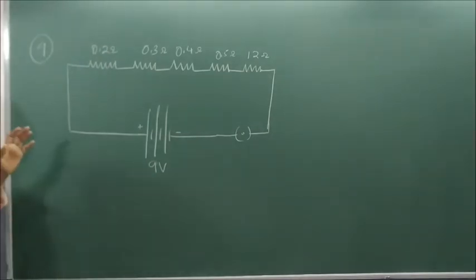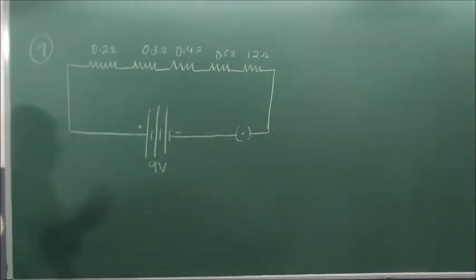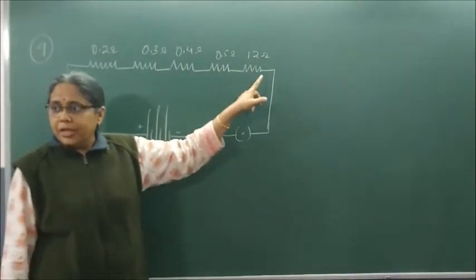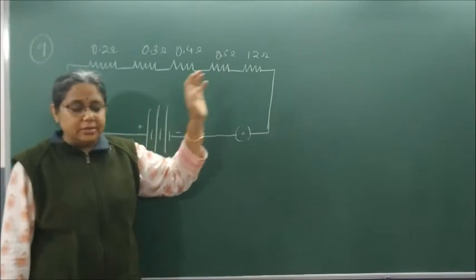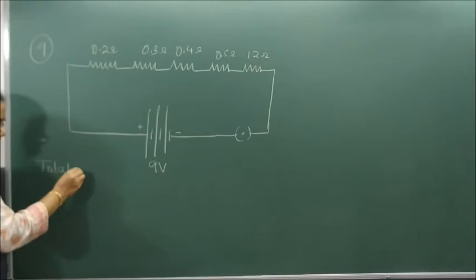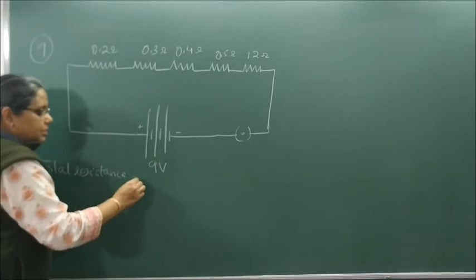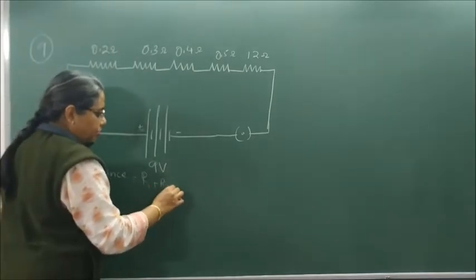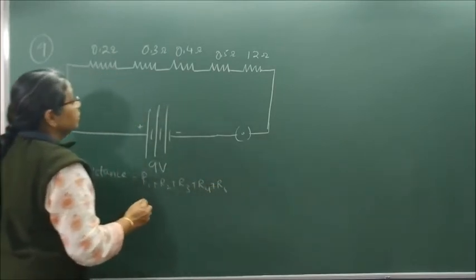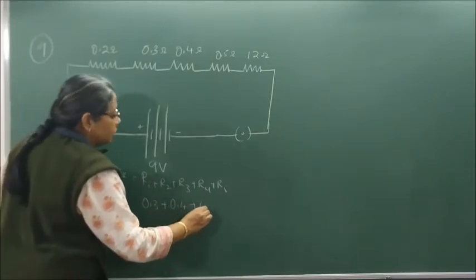Okay, the most important thing we know is that in a series circuit, what remains the same? Current remains the same. So if I find the total current of the circuit, the same current will also pass through the 12 ohm resistor. So first, we will calculate the total resistance in the circuit. Total resistance is R1 plus R2 plus R3 plus R4 plus R5.